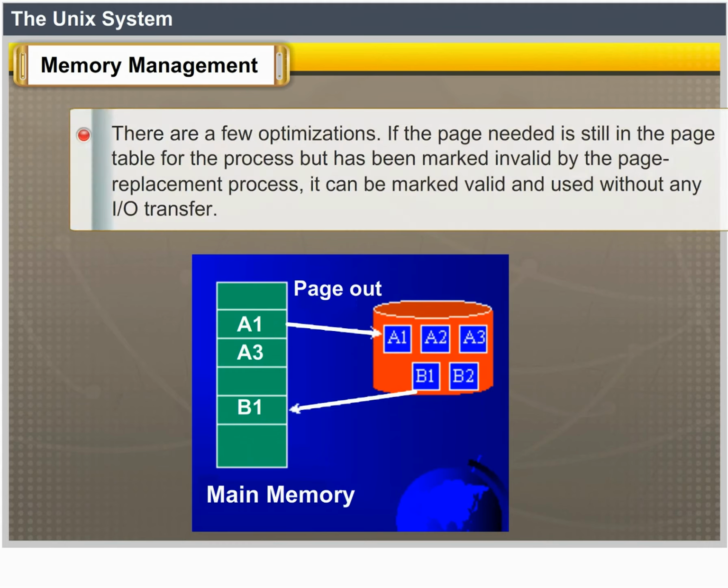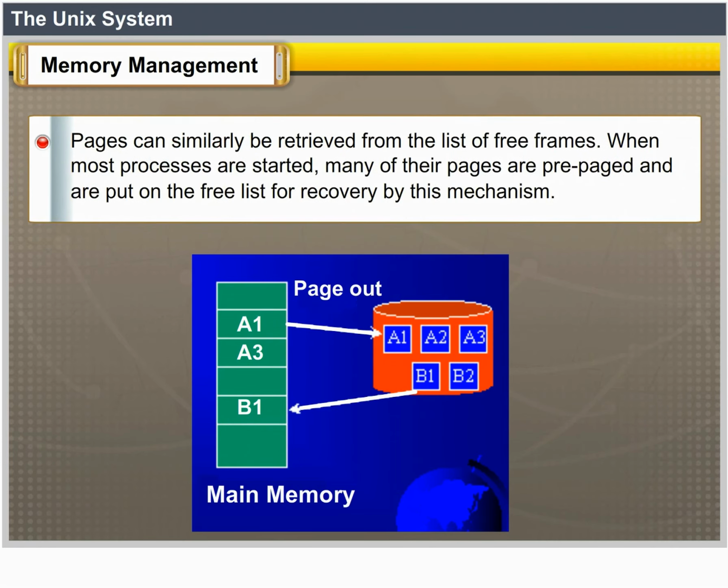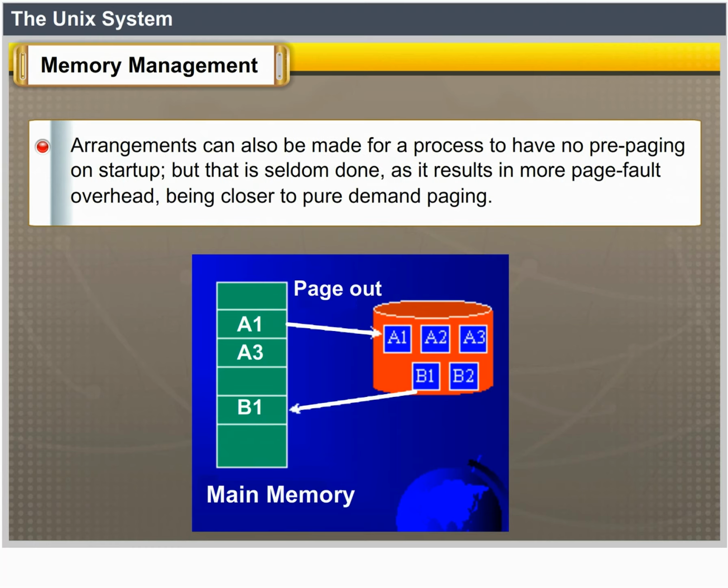If the page needed is still in the page table for the process, but has been marked invalid by the page replacement process, it can be marked valid and used without any I/O transfer. Pages can similarly be retrieved from the list of free frames. When most processes are started, many of their pages are pre-paged and are put on the free list for recovery by this mechanism. Arrangements can also be made for a process to have no pre-paging on startup, but that is seldom done, as it results in more page fault overhead, being closer to pure demand paging.